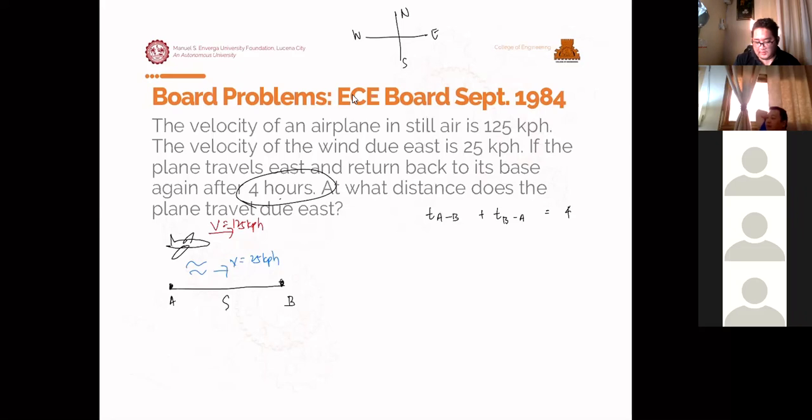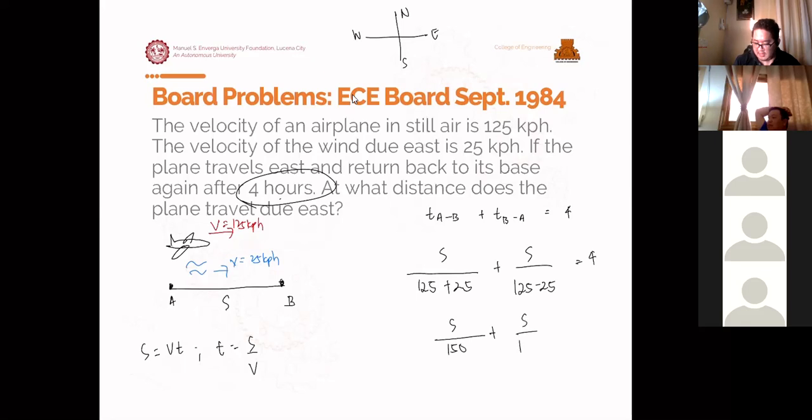Okay? So, yung formula natin kanina, S is equals to VT. So, ang T natin is equals to S over V. S natin is unknown. Okay? Then, from A to B, si velocity ng ating plane and si wind is magtutulungan sila. So, 125 plus 25 tayo dito. Then, from B to A, magiging against na ngayon si wind, no? Minus 25 is equals to 4. So, simplify, we have S over 150 plus S over 100 is equals to 4.